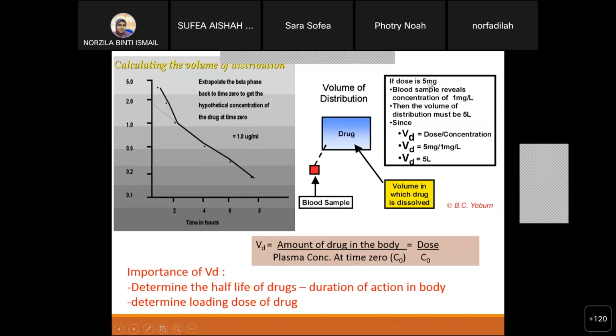If the dose is 5 milligram, and the blood samples have a concentration of the drug of 1 milligram per ml, we can calculate the VD by dividing the dose by the plasma concentration at time 0. Any questions so far?